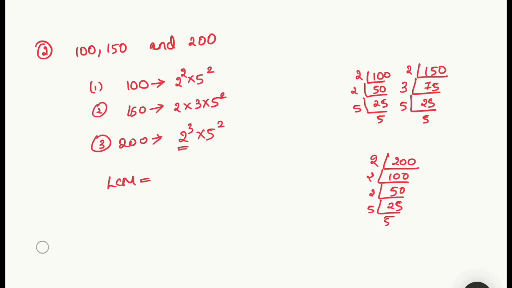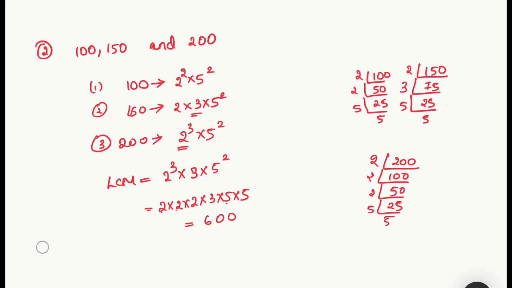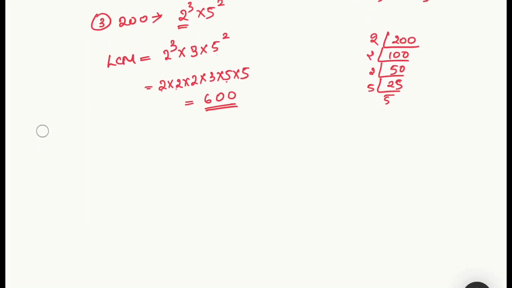2 has the highest power here, so 2 to the power of 3. 3 is only in one place, that 3 also should be taken. Into 5, which has the highest power, 5 to the power of 2 everywhere. So 2 to the power of 3 means it's not 2 into 3, it's 2 into 2 into 2. Into 3 into 5 into 5. So 5 5s are 25, 25 2s are 50, 50 2s are 100, 100 2s are 200, 200 into 3 is 600. So your LCM is 600.